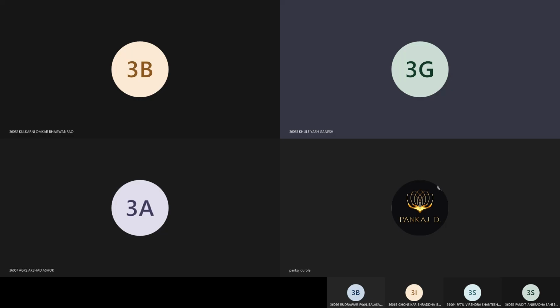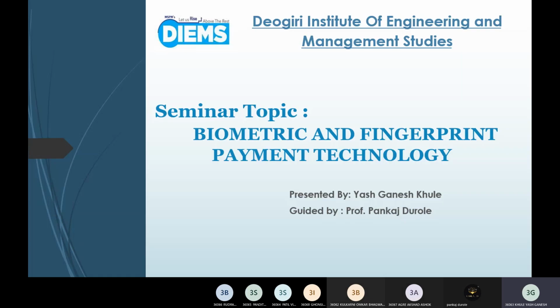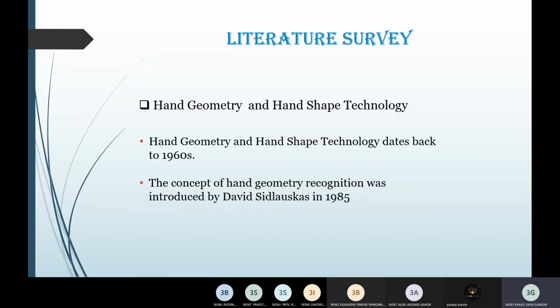Today I am going to give a presentation on biometric and fingerprint payment technology. So these are my contents. Hand geometry and hand shape technology.